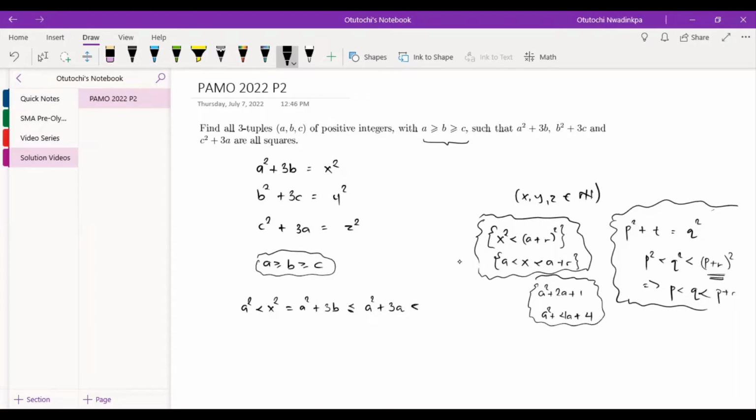So we can now force this to be less than A squared plus 4A plus 4, which of course is equal to A plus 2 squared. Now we have the inequality I was looking for, or we were looking for, and what's that?